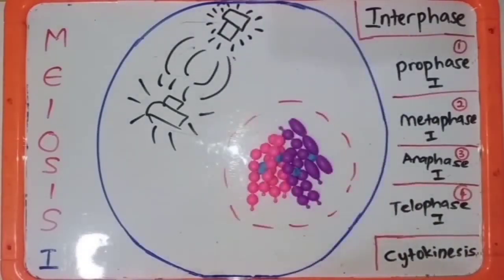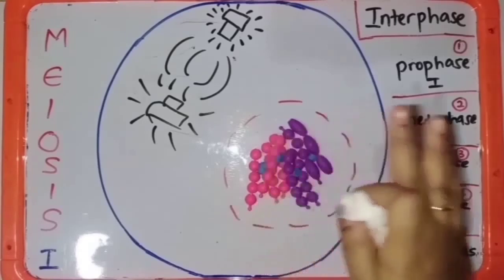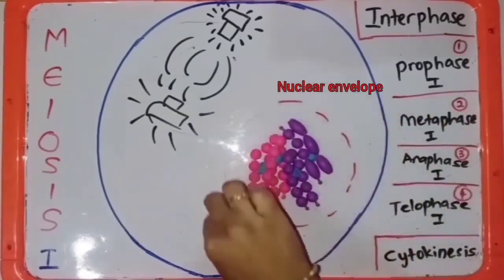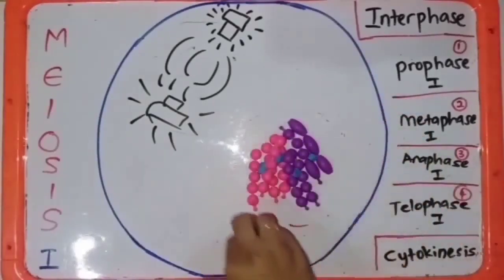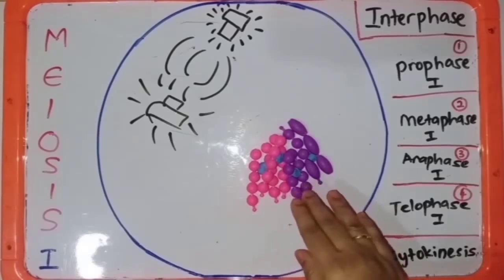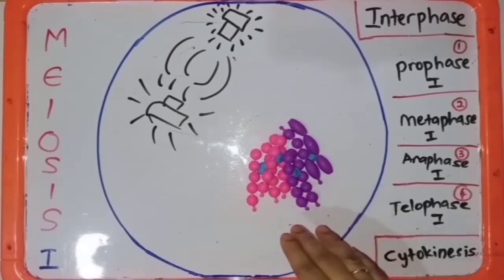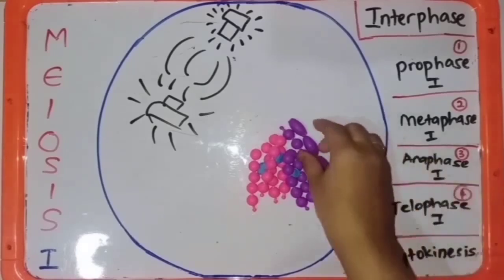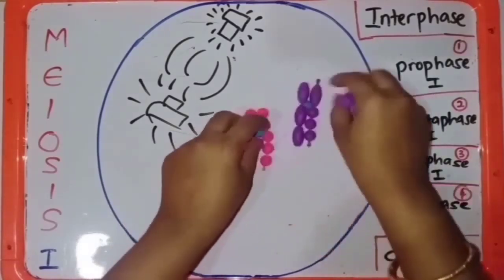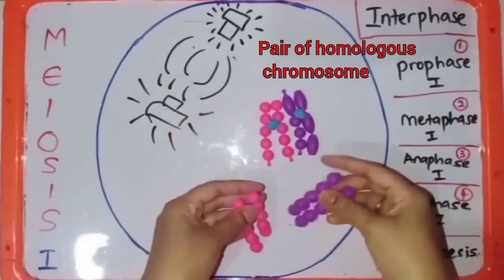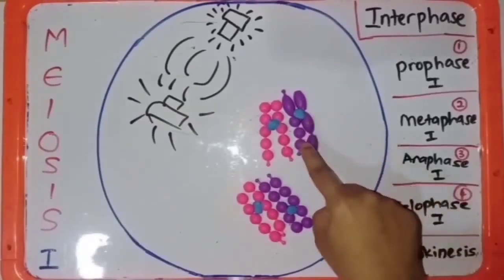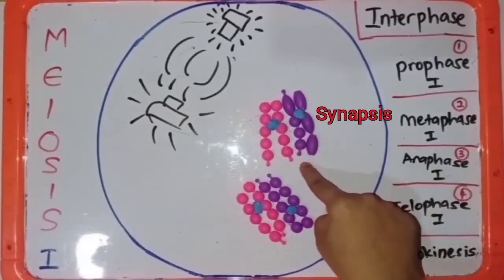Then the chromosomes begin to condense. The nuclear envelope disappears. After the chromosomes begin to condense, homologous chromosomes pair up. Homologous chromosomes pair up in a process called synapsis.